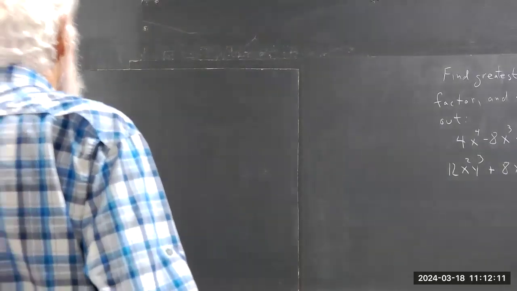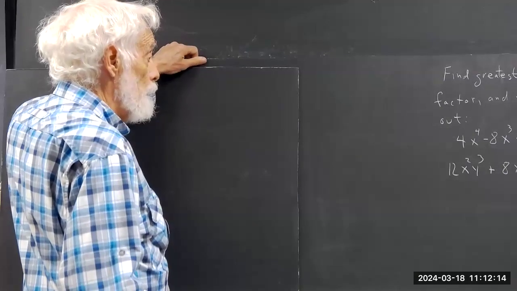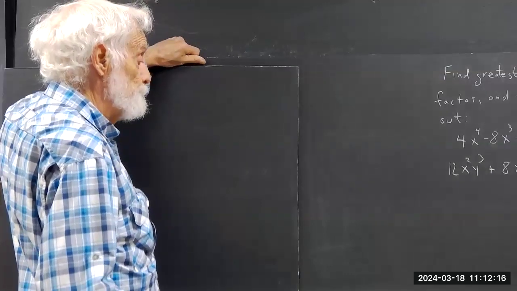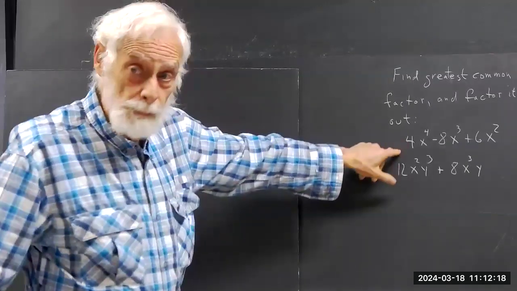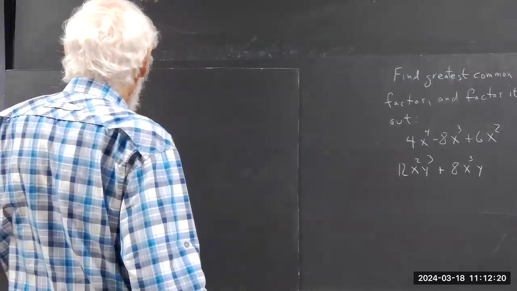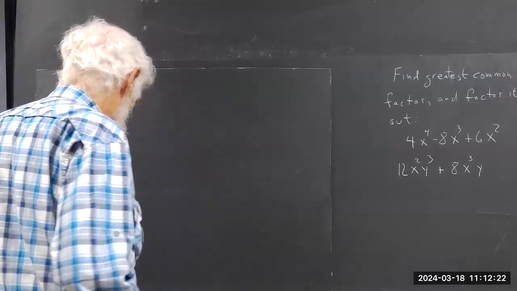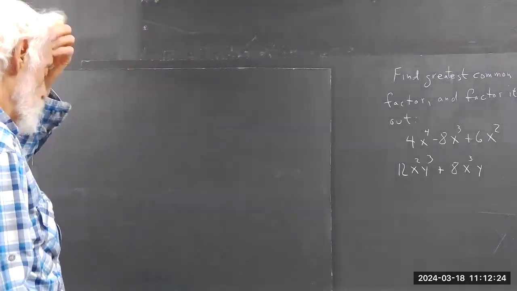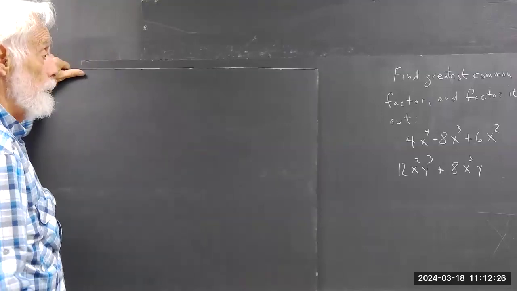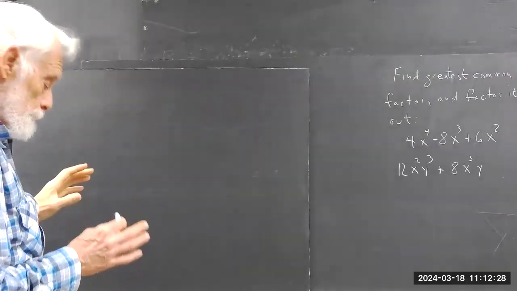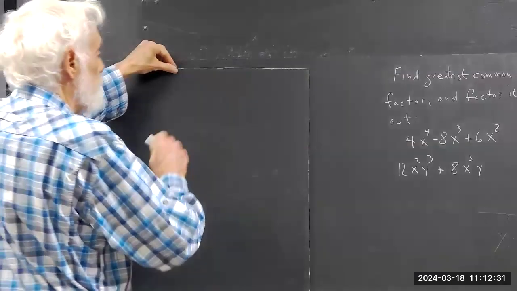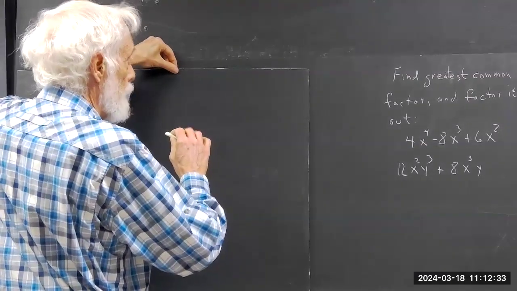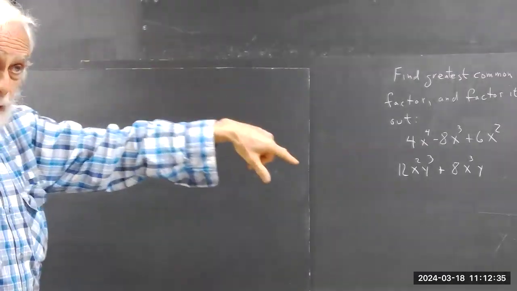Okay, so we're asked to find the greatest common factor and factor it out of two expressions. Didn't make a whole lot of progress in this, so let's see what we have. We're going to do a couple of examples, and we'll come back and do these.